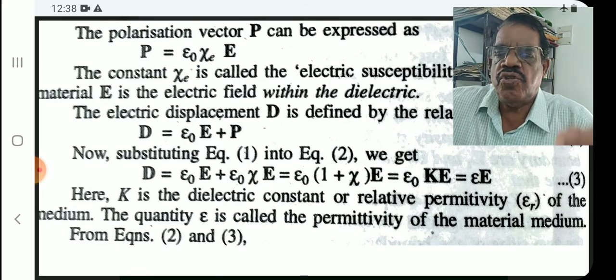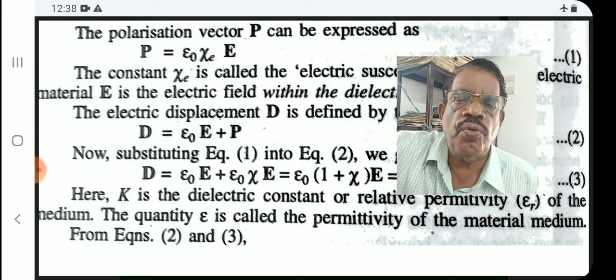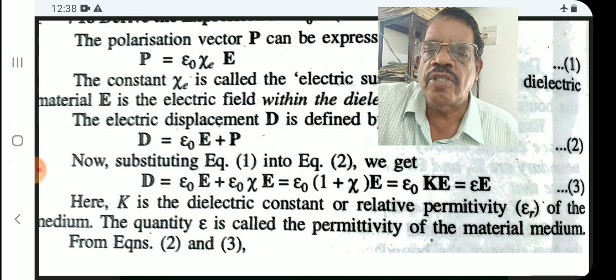And from equations 2 and 3, we have equation 2 and 3 here in this page.